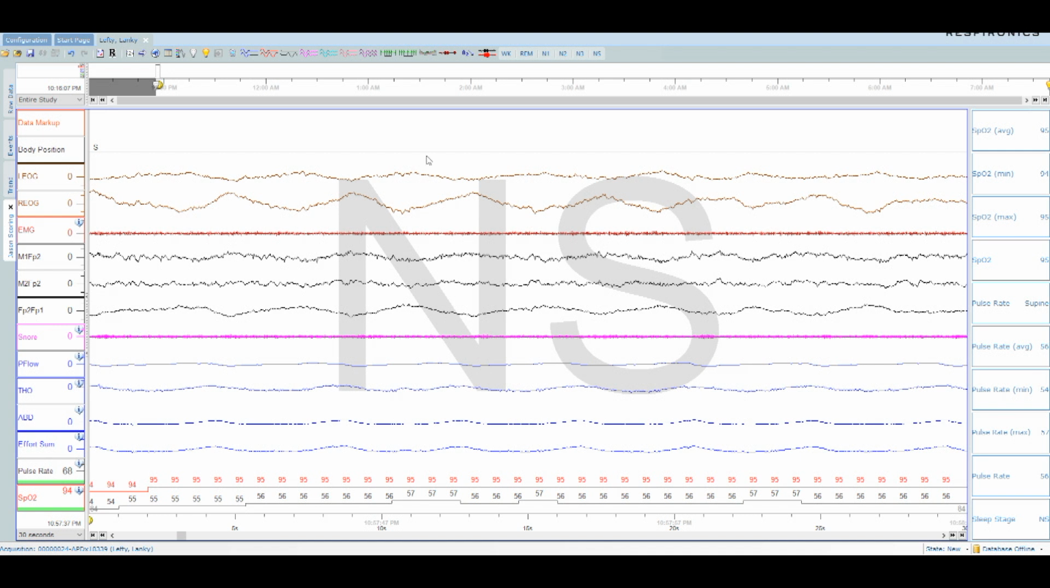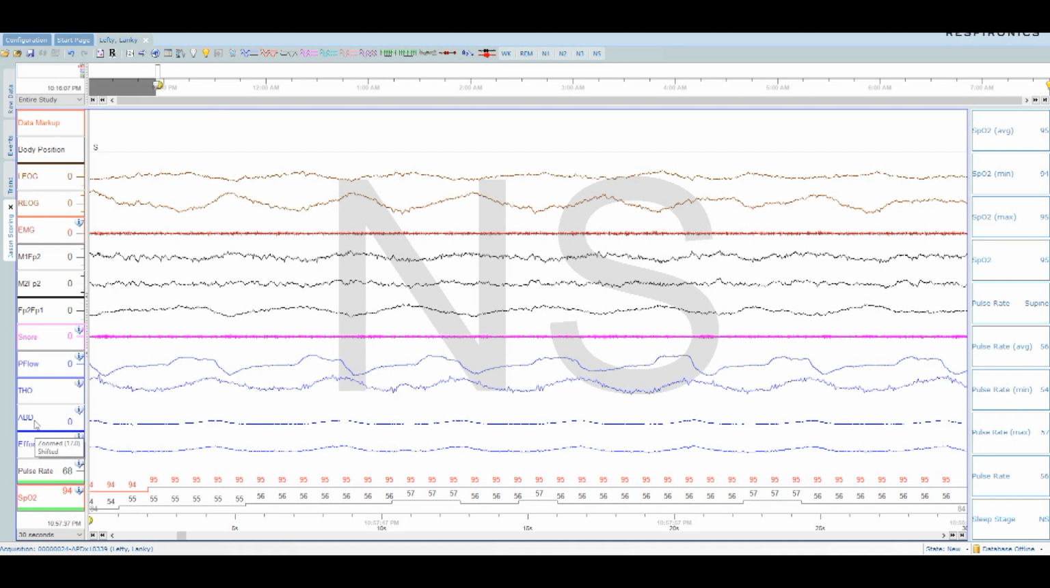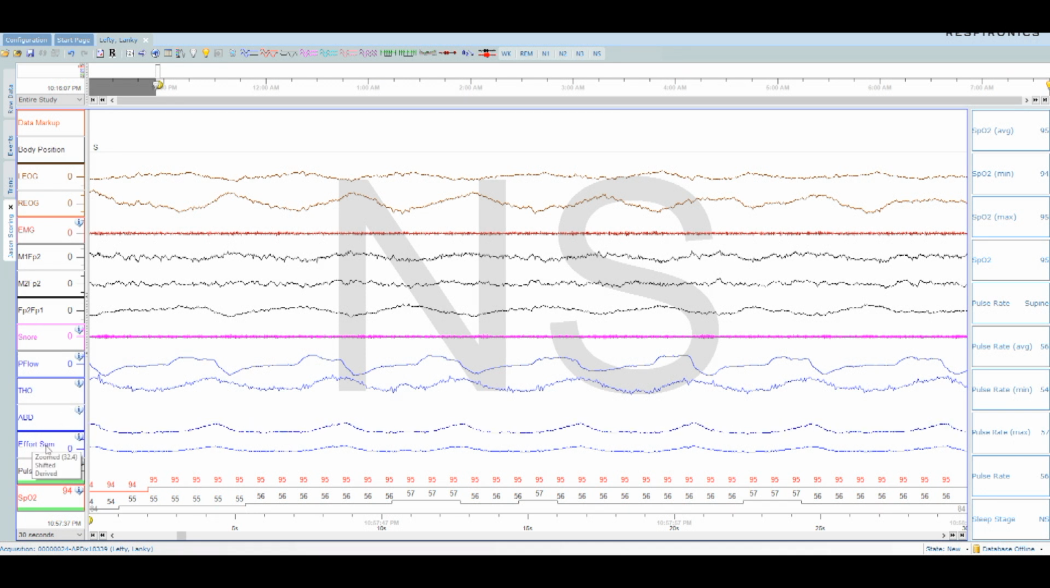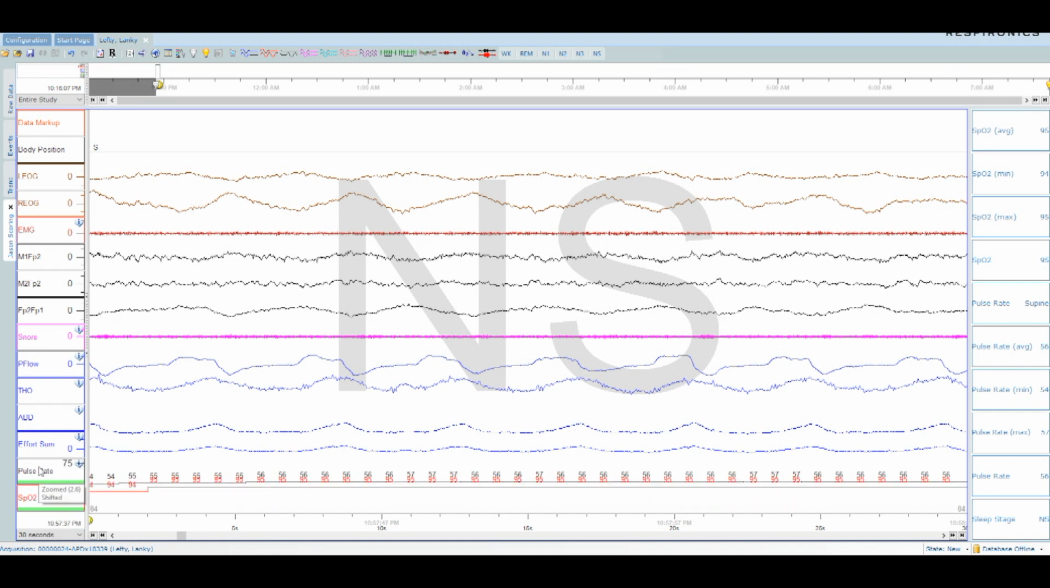So we have slow rolling eye movements up here. LEOG is left eye. REOG is right eye. EMG here. This is the chin. We have 3 channels of EEG, brain activity. This nice pink one is the snore. Down here, we have P-flow, which is a pressure transducer. I'm going to increase that so you can see it better. We have the thoracic. That's the upper belt. We have the abdominal belt, ABD, and then we have some effort. We have the pulse rate. We have the blood oxygen level. This one is way out of whack. Anyway, we should be able to see everything there.